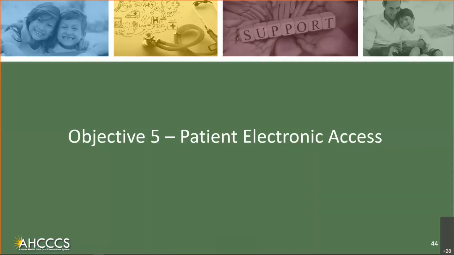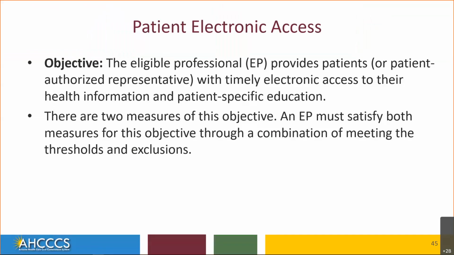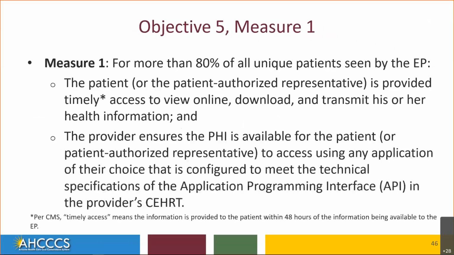Moving on to Objective 5, Patient Electronic Access. This is where the EP provides patients with timely electronic access to their health information and patient-specific education. There are two measures for this objective, and the EP must satisfy both measures through a combination of meeting the thresholds and exclusions.